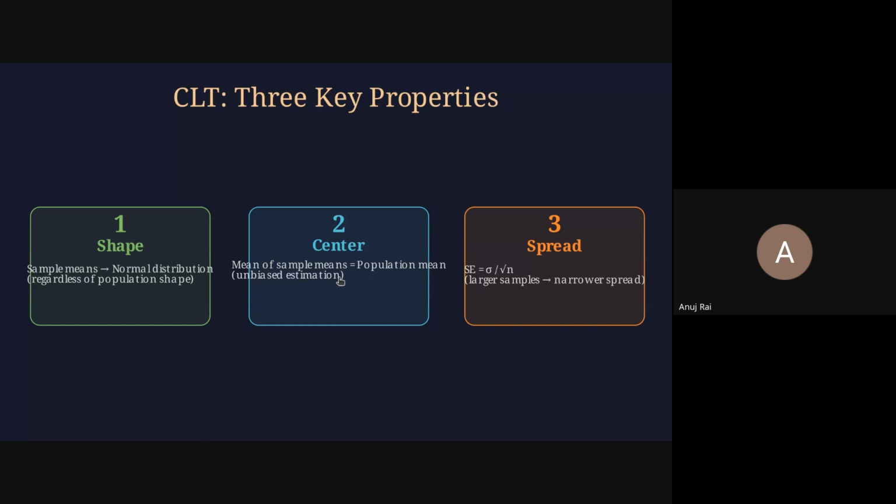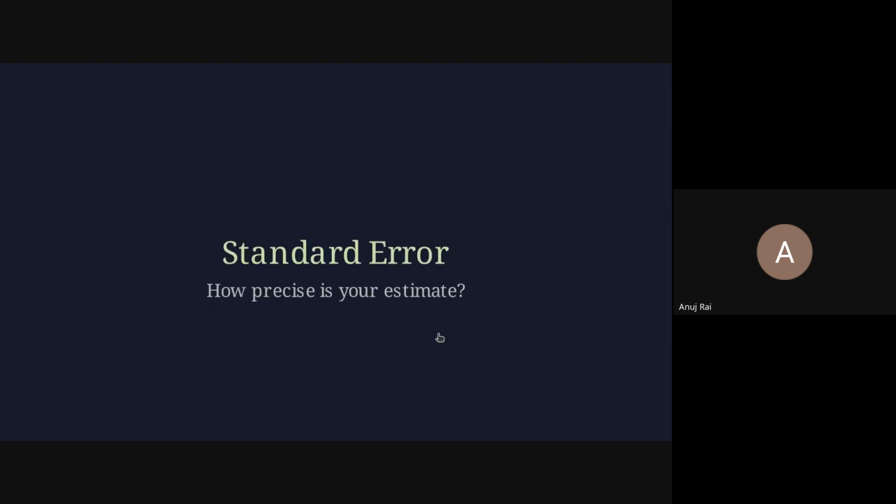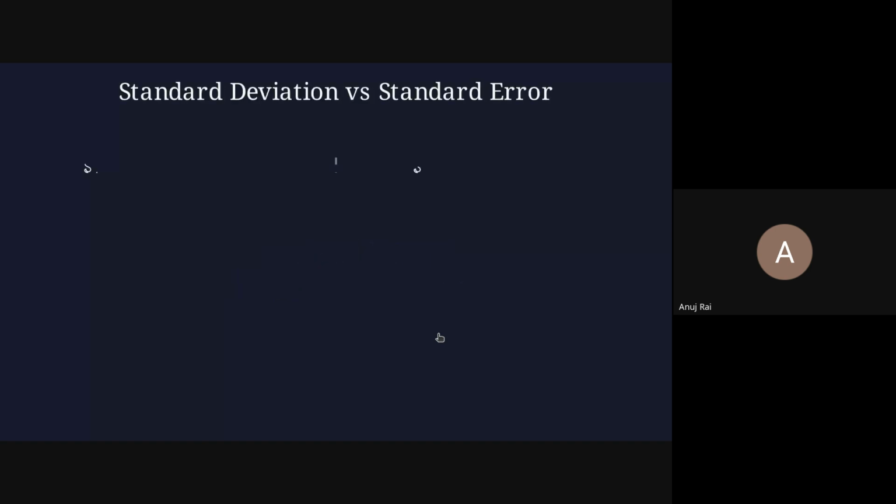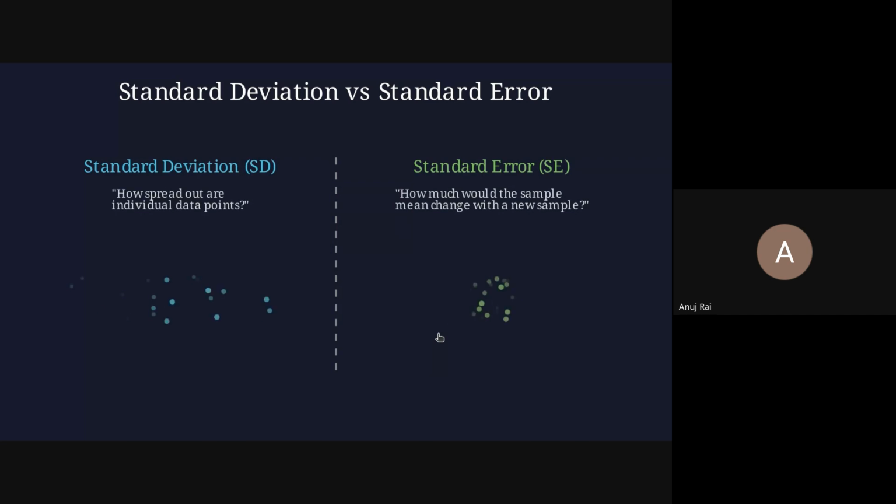Mean of sample means: when you increase n, it becomes closer to the population mean. Spread: a larger sample gives a narrower spread, and how that is calculated we will look into next, with the standard error. Basically, standard error determines how accurate our calculation is. So what is the difference between standard deviation and standard error?